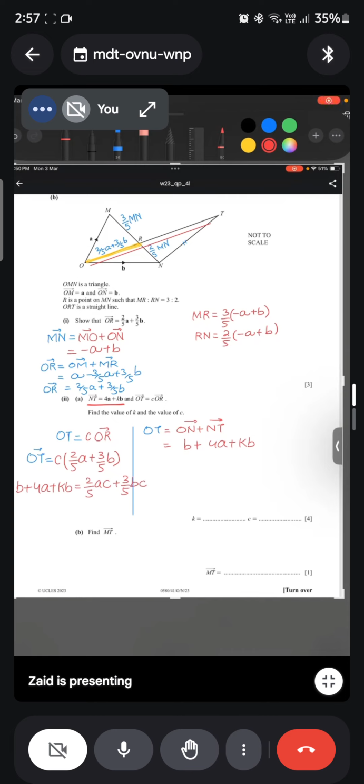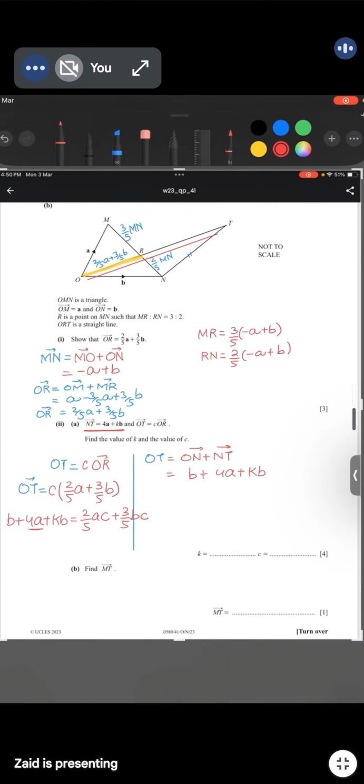Now we are going to compare the left side and the right side: A with A and B with B. So 4A equals 2 upon 5 AC. A and A get cancelled. 2 fives are 10. So C is 10.